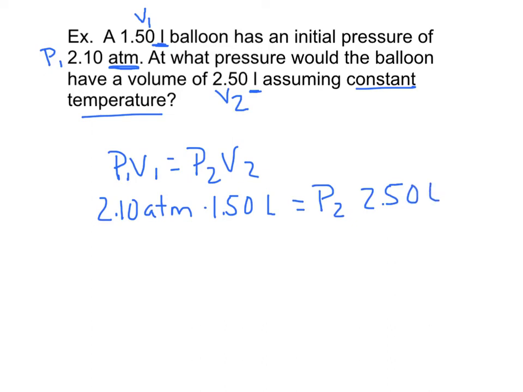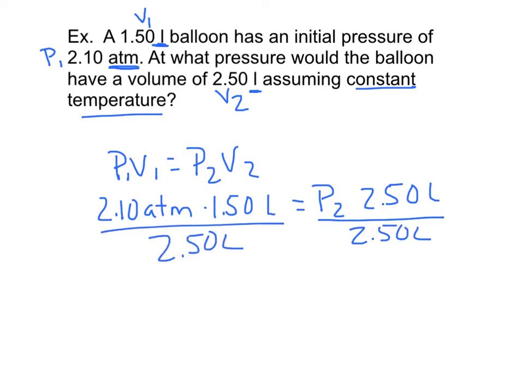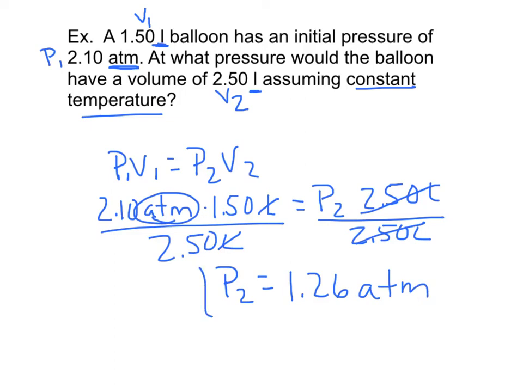In order to solve for P2 and get it by itself, we divide both sides by 2.50 liters. The liters cancel out, and our P2 ends up being 1.26. That's three sig figs. This one didn't need scientific notation anyway, but for gas laws I do not require scientific notation. Notice the liters cancel out, and we're left with atmospheres. That's why you write the units in there each time. 1.26 atm, and that's my answer. Put a box around it.